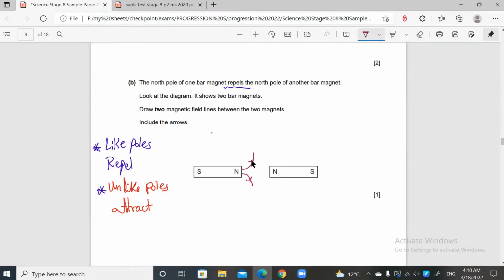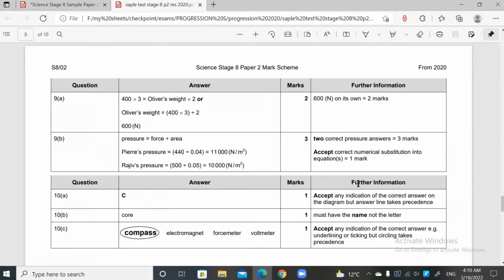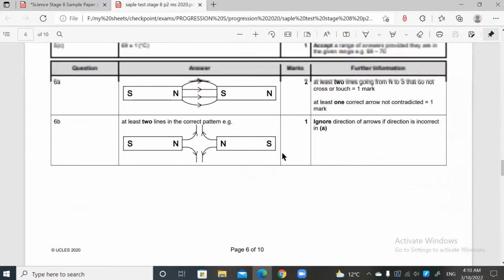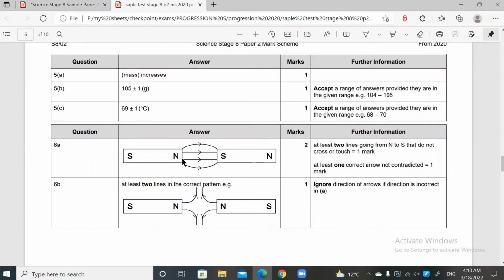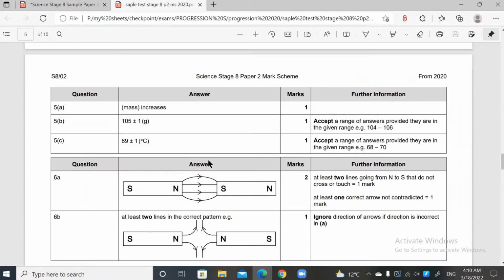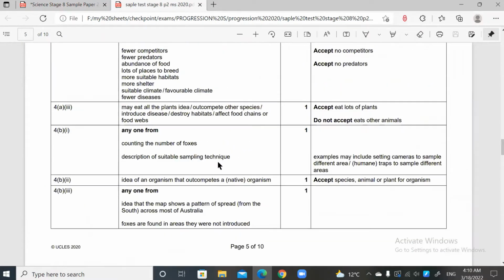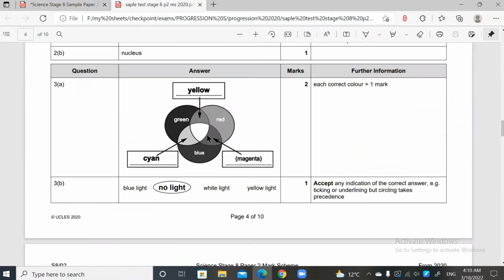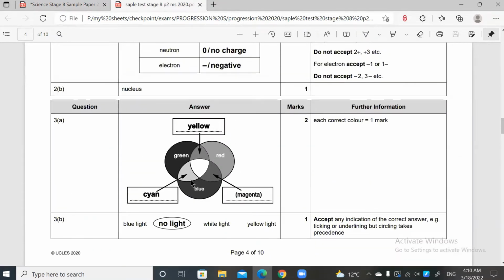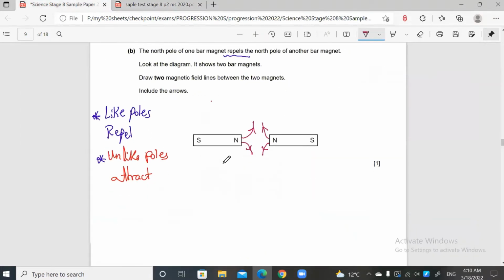You just need to practice more than once how to draw the magnetic field lines for attraction and repulsion. We can check the answer from the mark scheme. Here we have the mark scheme drawing. Just draw lines between both of them. You can draw more than one, or you can draw only two. The first question about color: green and red is yellow, blue and green is cyan, and for the color filter, the answer is no light.